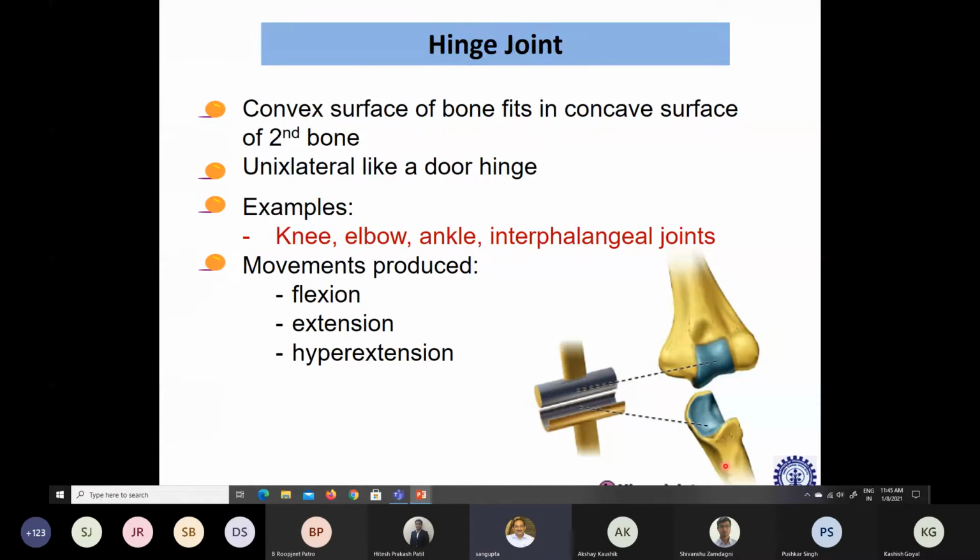Now, hinge joint, as you all know, the convex surface of a bone fits in the concave surface of the second bone. It's like a door hinge, and the examples are knee, elbow, ankle, and interphalangeal joints. The movements they produce are flexion, extension, hyperextension. But what does it mean actually to you? These are new clinical terms: flexion, extension, hyperextension. We will explain them a little bit later. Example of hinge joint.